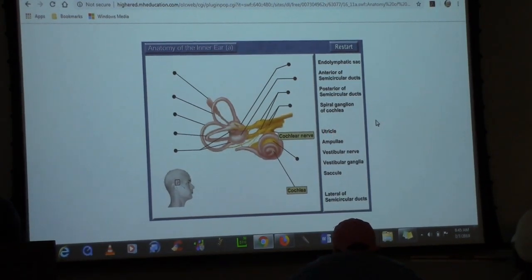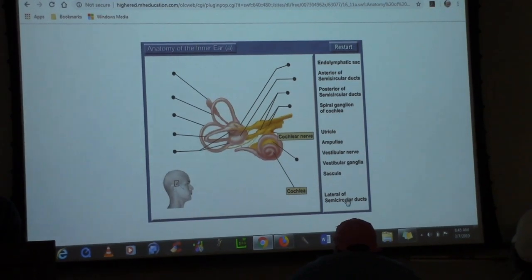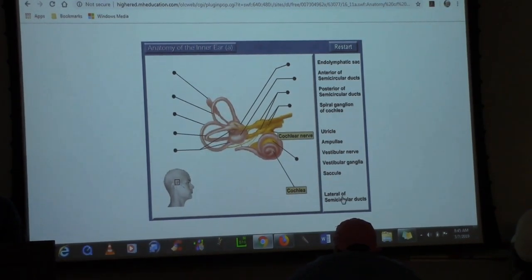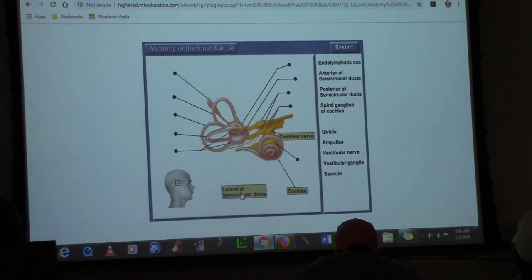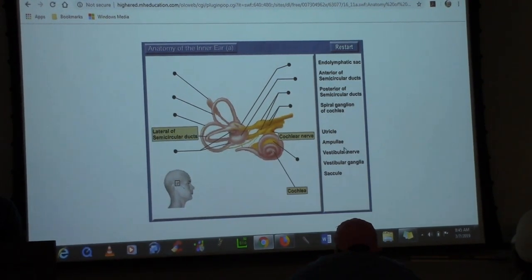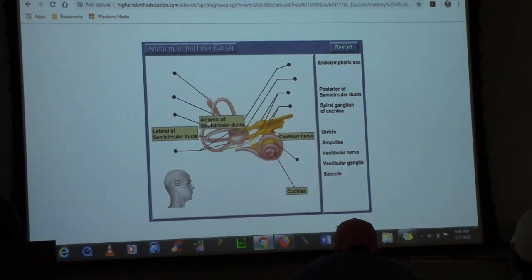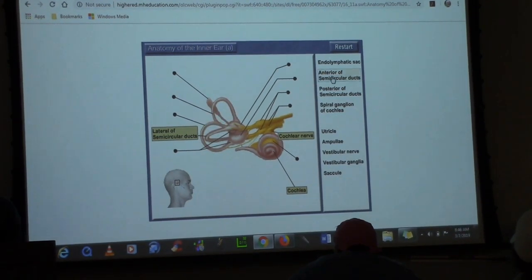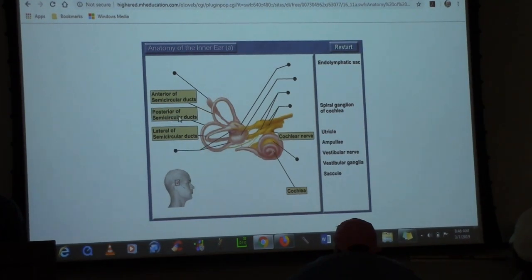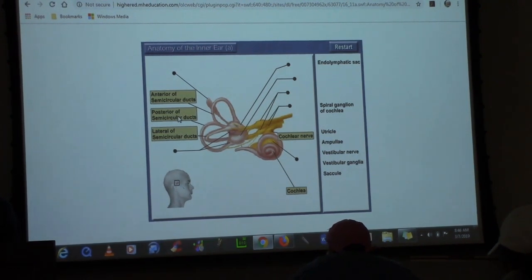I don't know how to pronounce this one. We only covered some of these, so for example, I didn't ask you to know which of the semicircular ducts is the lateral one. I think it's this one. So I'm going to clean this up a little bit. The anterior, I don't know, maybe this one. And the posterior. I am not asking you to know which one is which. The name semicircular ducts or semicircular canals is sufficient. You don't need to know anterior, posterior, or lateral.